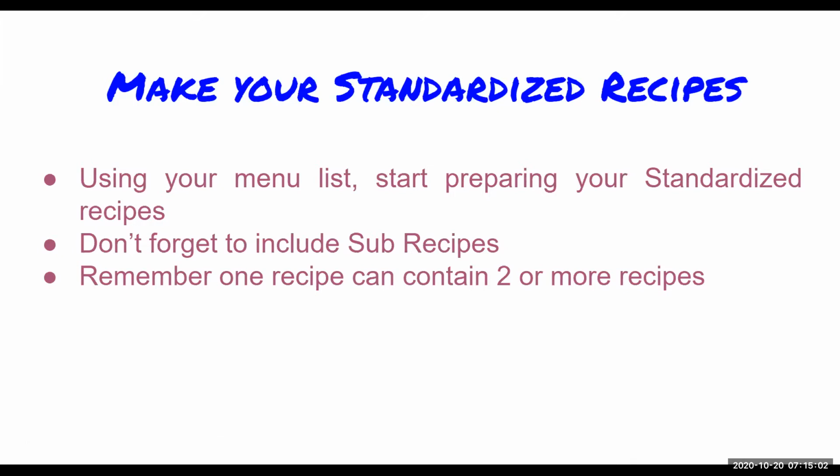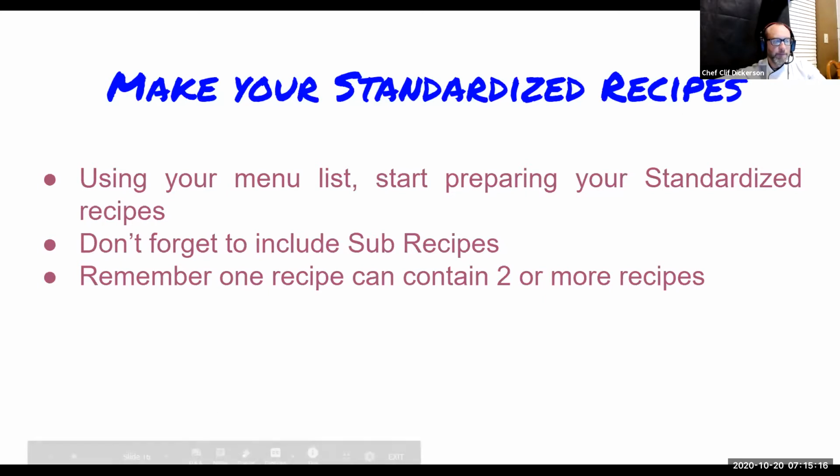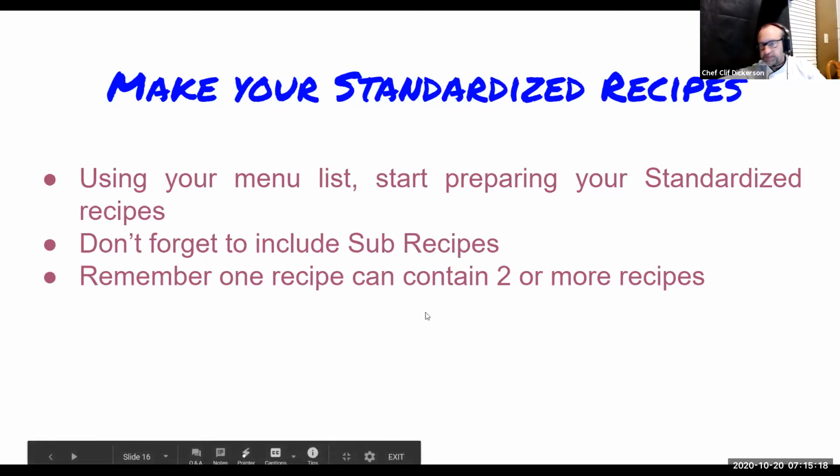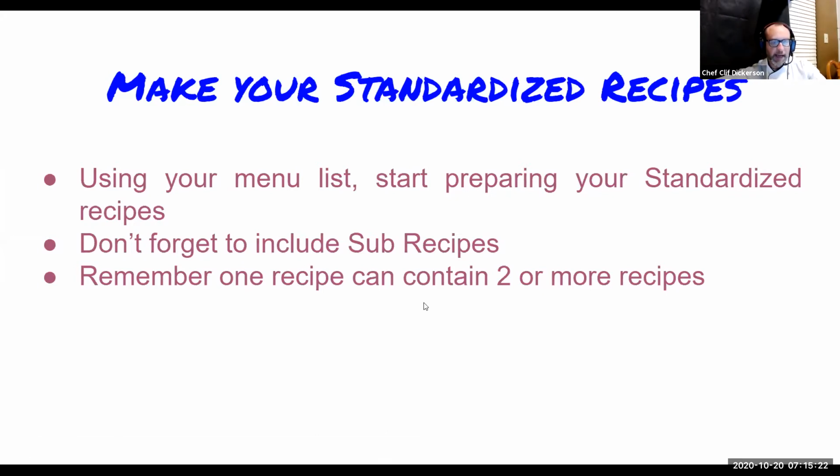Hey, Chef, so I understand this correctly, you want the 9 recipes for each item? I need 9 recipes total. But remember, some of the recipes might have 2 recipes in there, and that's fine. I need 9 items that are going to go on your menu, and you need to write a standardized recipe for that. So our own recipe, right?